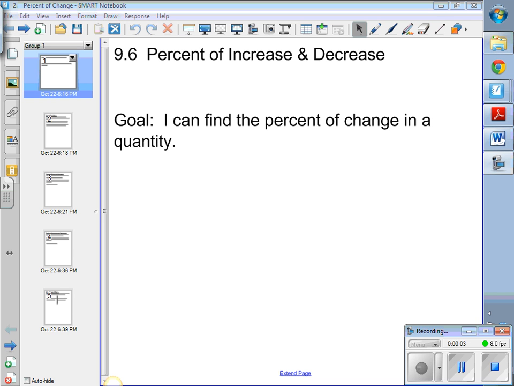Today's lesson is percent of increase or decrease, and the goal is that I can find the percent of change in a quantity.